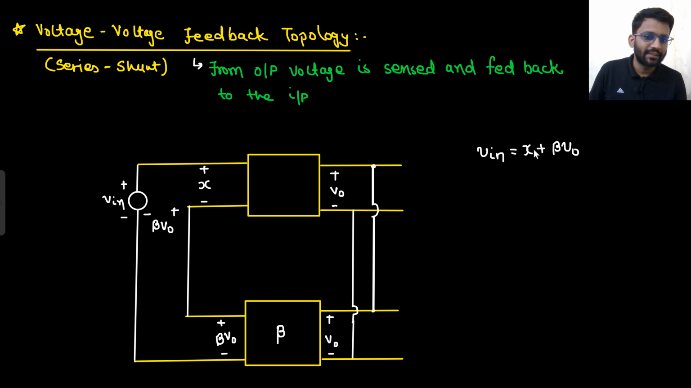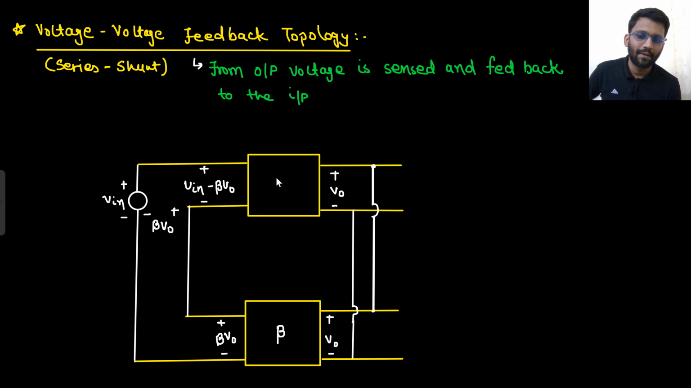So what will be x? X will be V in minus beta V naught. So I am directly writing here, this potential is V in minus beta V naught, into forward gain A. What will be the unit of A? Volt per volt, because input is voltage, output is voltage.